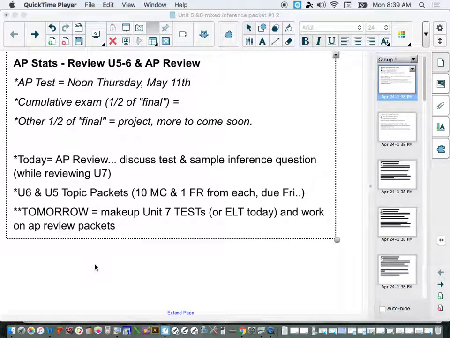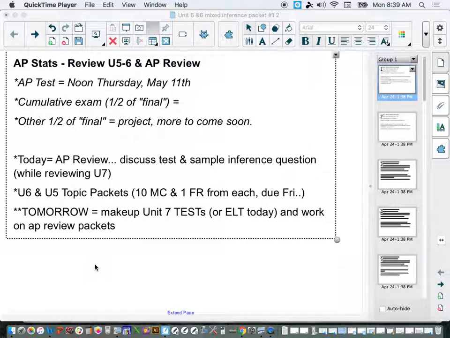So the test is a week from this Thursday, May 11th. And then for the rest of the semester, we'll have a cumulative exam which will make up half of your final grade. I believe your final was 15%. The other half will be based on a project, and more to come regarding that in the upcoming weeks.